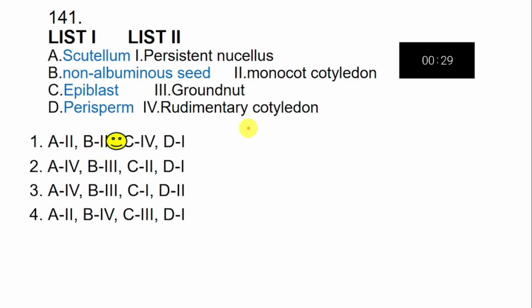Epiblast is rudimentary cotyledon, and perisperm. Perisperm is outside endosperm, so it is made up of nucellus. Persistent nucellus gives rise to perisperm. D1. Option 1 is the right answer. Next one.